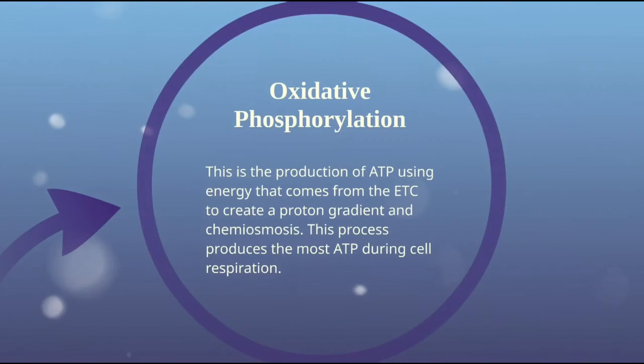Lastly, we have oxidative phosphorylation. This is a broad term. It is the production of ATP using the energy that comes from the ETC to create a proton gradient and chemiosmosis. It produces the most ATP during cellular respiration.